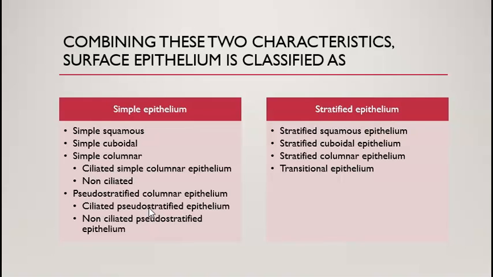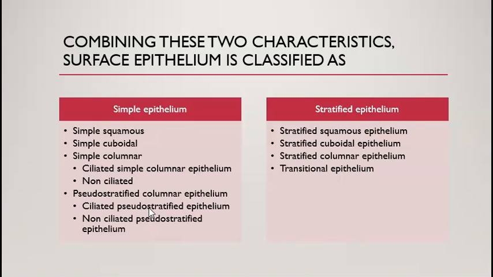Then the non-ciliated pseudo-stratified epithelium appears to have several layers because of the placement of the nuclei at various levels, though the cells are attached to the basement membrane, and some cells do not reach the apical surface. They lack cilia and also lack goblet cells. They are found in the lining of the epididymis in the male reproductive organ, then the larger ducts of many glands such as the parotid glands, and parts of the male urethra. So these are about the simple epithelium.